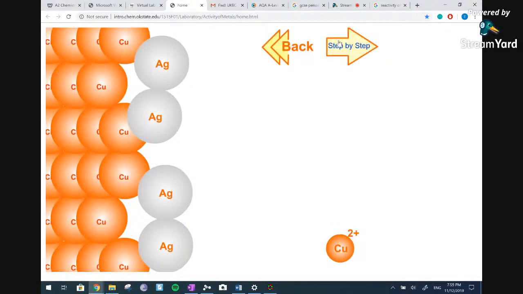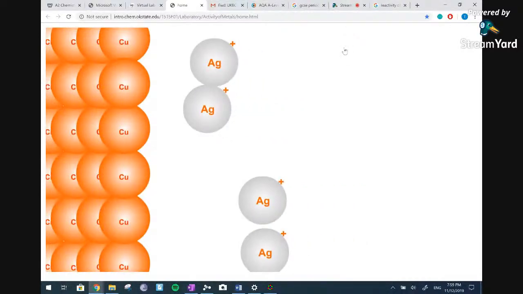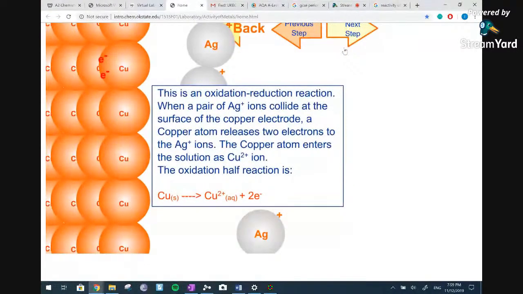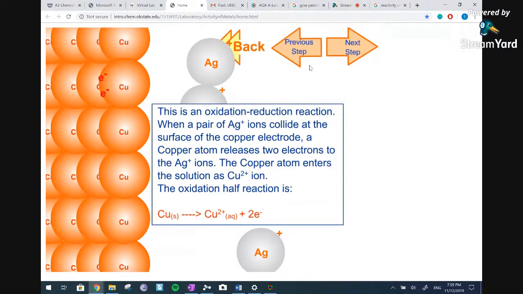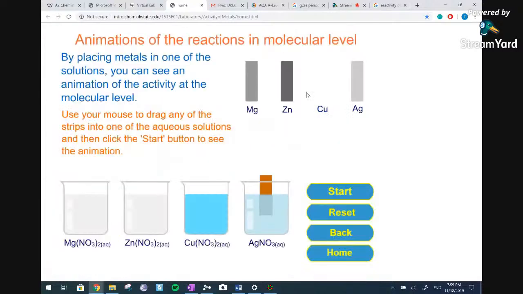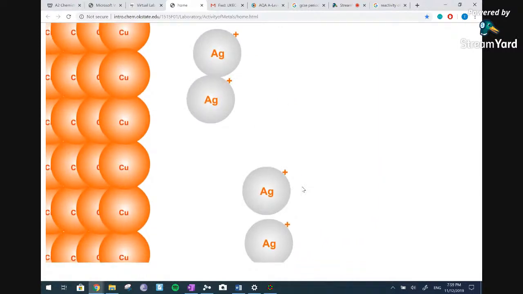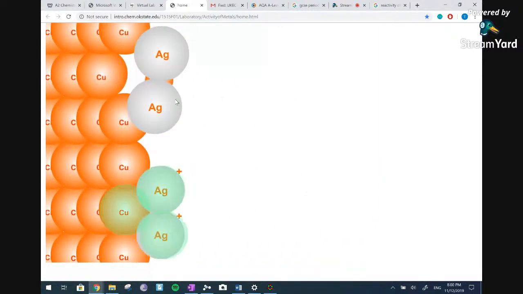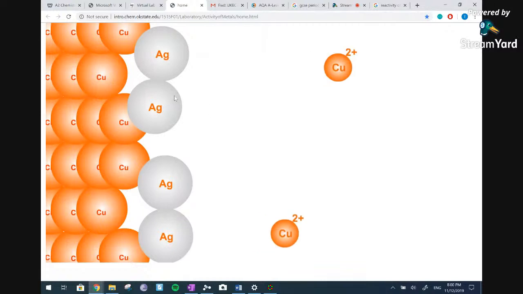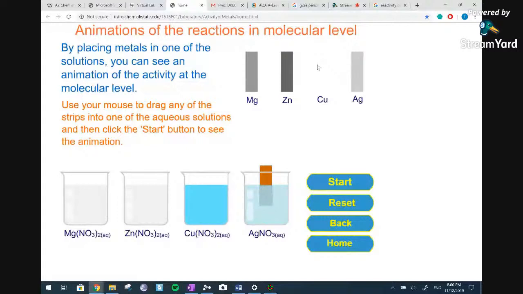Step by step. Start. So the silver ions that are in solution. Let's go to previous. I don't like that, hang on a minute. Let's start that again. Why are they in pairs? Don't know why. By the way, they're not really meant to be in pairs. They look like they're in pairs, but they're not. I don't like the animation. I'm critiquing my animation.